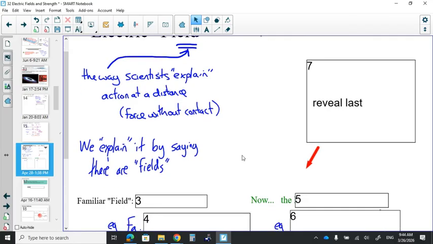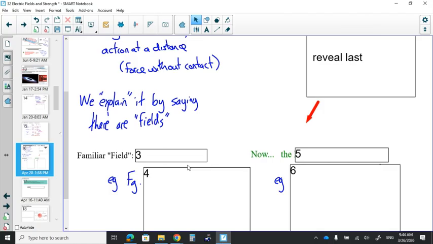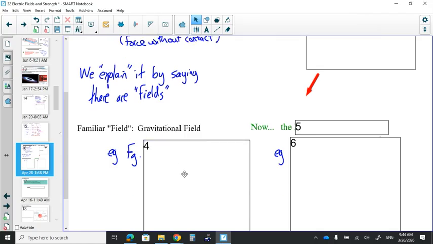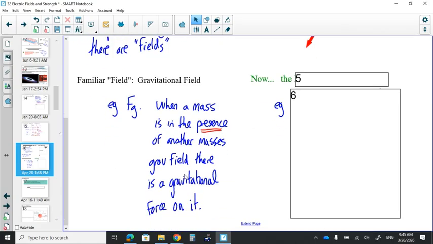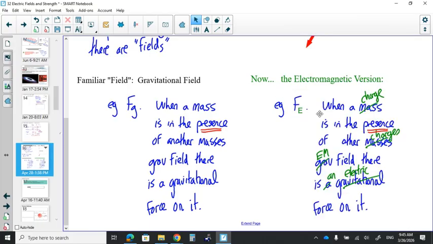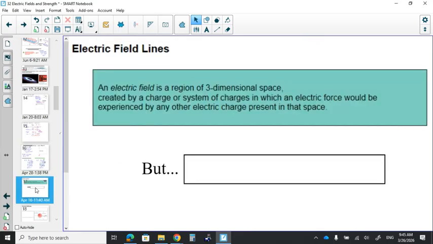And so the familiar field, like I said, even though it's technically not as well understood, when a mass is in the presence of another mass's gravitational field, I should say, there is a gravitational force on it. And now for electromagnetic or the electric field stuff, when a charge is in the presence of another charge's electromagnetic field, there is an electric force, an electromagnetic force on it. You can see the parallel structure here, right?